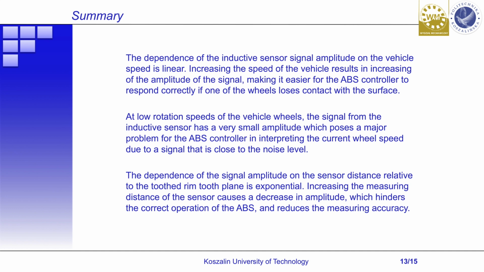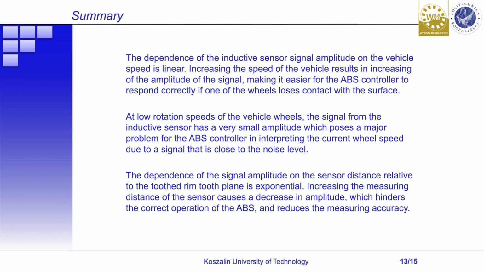The dependence of the signal amplitude on the sensor distance relative to the toothed rim tooth plane is exponential. Increasing the measuring distance of the sensor causes a decrease in amplitude, which hinders the correct operation of the ABS and reduces the measuring accuracy. The standard distance between the sensor and toothed rim of 3 mm used by most car manufacturers seems to be adequate. Large enough not to damage the sensor in case of a toothed rim defect and small enough for the signal to have an amplitude readable for the controller.